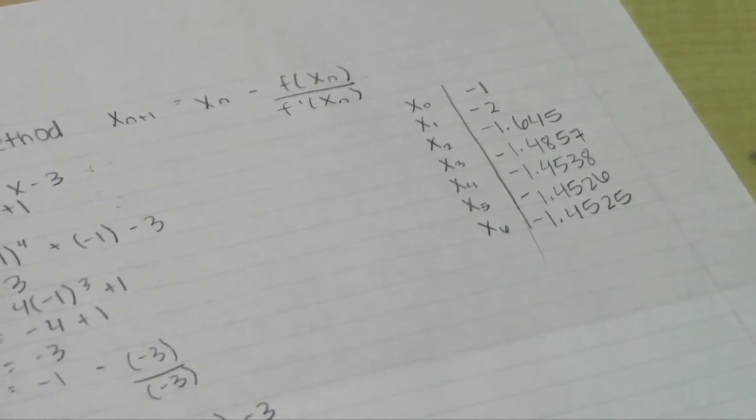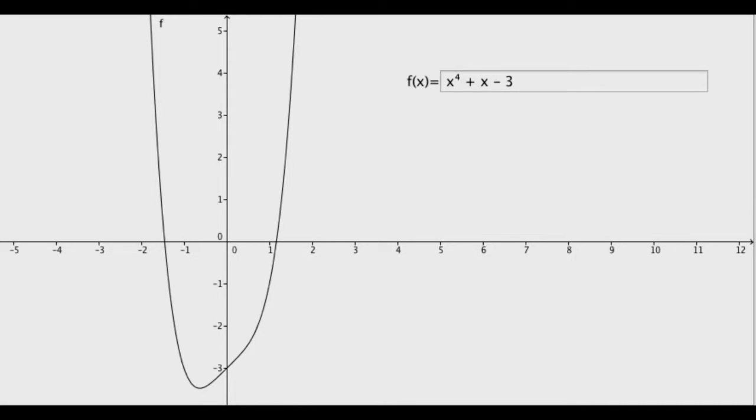Now I'm going to have you guys solve for the second root, the one that's slightly greater than 1, using Newton's method, and I will post the solution below this video.